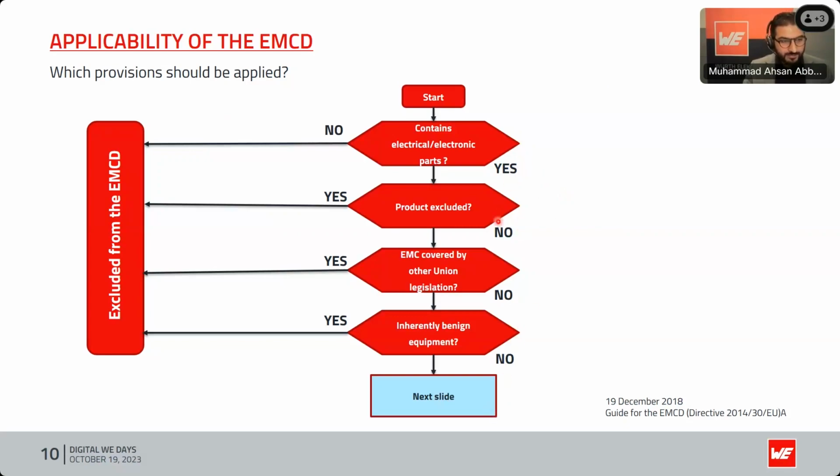For example, with some very simple steps you can start: if there is any electrical or electronic component, then your product lies within the scope of the EMC directive. But if it has already been excluded from the product list, then you can exclude the EMC directive. Sometimes EMC requirements are already covered in some other directive. In that case, the Blue Guide clearly tells us that the other directive which is covering the EMC aspect, for example the radio equipment directive, will take preference and you will exclude your product from the EMC directive. And also it is defined that inherently benign equipment which has no impact on EMC can be excluded from the EMC directive.